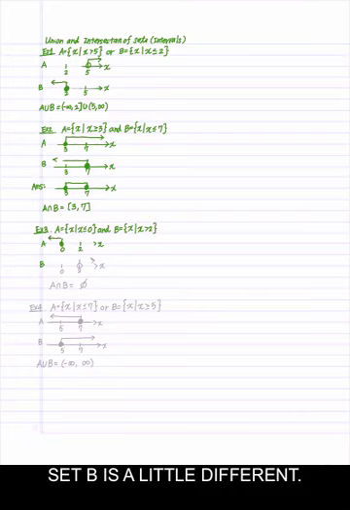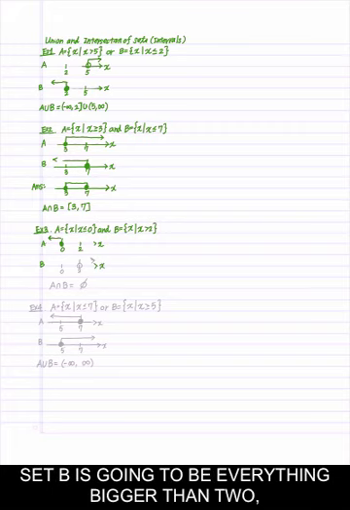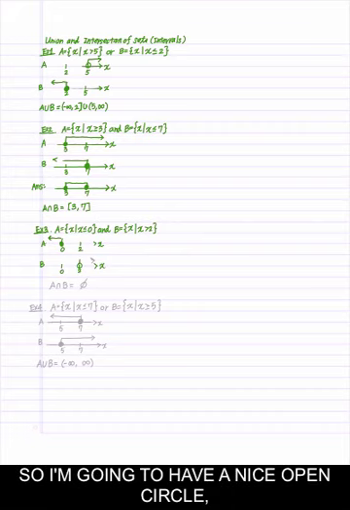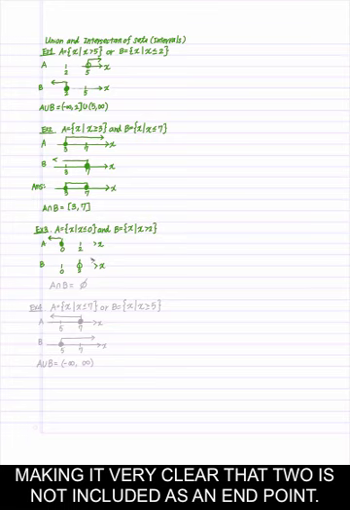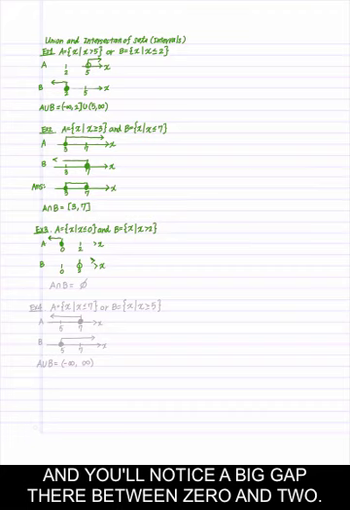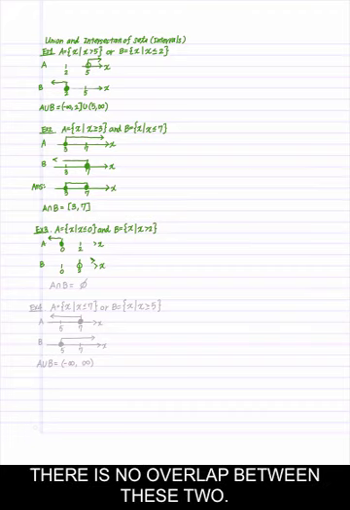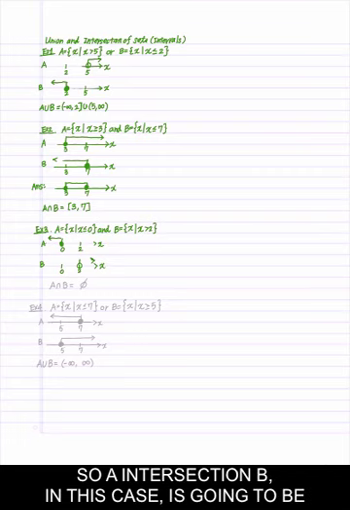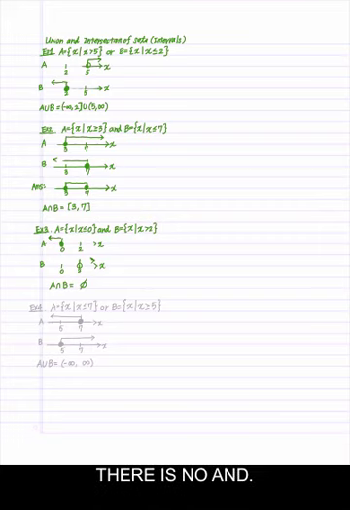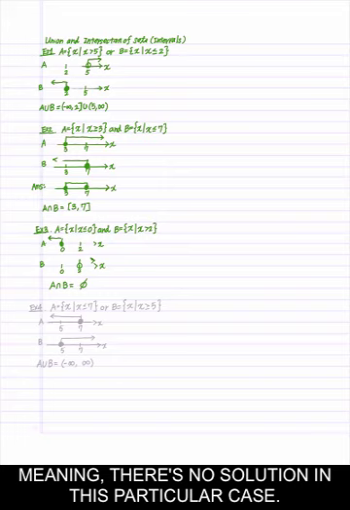Set B is a little different. Set B is going to be everything bigger than 2, but I'm not going to include 2. So I'm going to have a nice open circle, making it very clear that 2 is not included as an endpoint. Now, remember, AND means I'm looking for overlap, and you'll note there's a big gap there between 0 and 2. There is no overlap between these two. So A intersection B, in this case, is going to be what we call the empty set, or the null set. Meaning there is no overlap, there is no AND. Meaning there's no solution in this particular case.